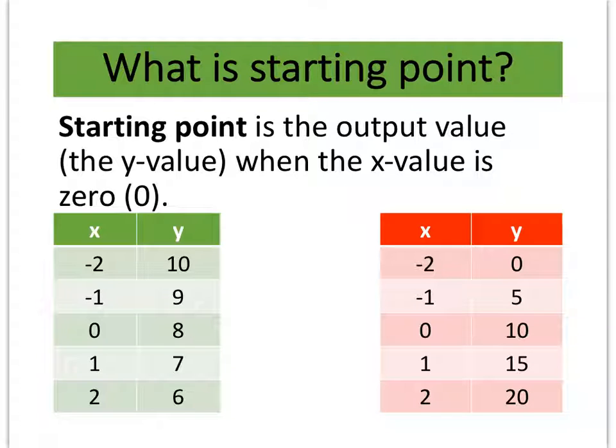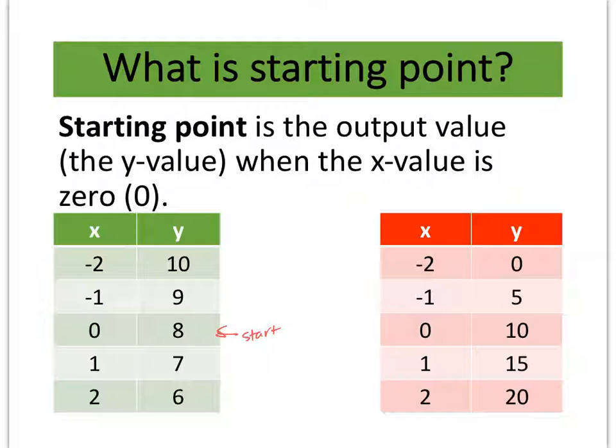So when I go back and look at these two examples, I'm going to start thinking about starting point and slope. If I'm talking about starting point, the starting point is the output value, the y value, when the x value is 0. So for this one, this is my starting point, because it is the y value when the x value is 0. So my starting point is 8.